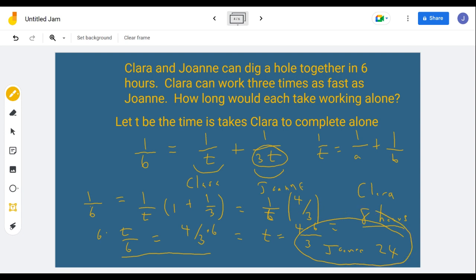And if you look at this, you would find this actually works. If you plug in 1/6, you're going to find that's equal to 1/8 plus 1 over 24. So you can check and see that that works. So you can think of it in terms of the whole as the sum of its parts, or you can simply remember this formula.